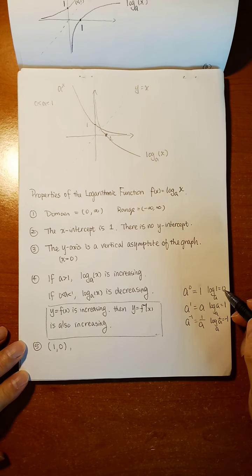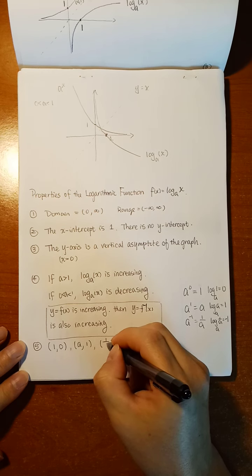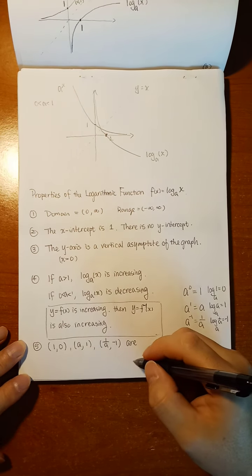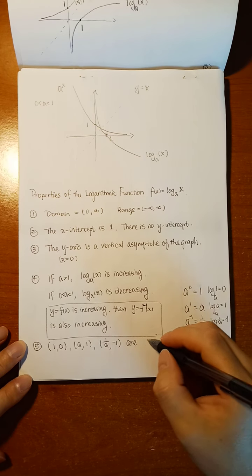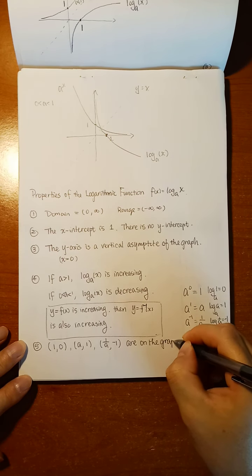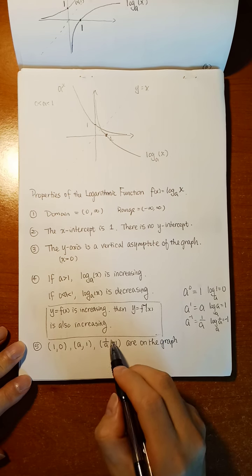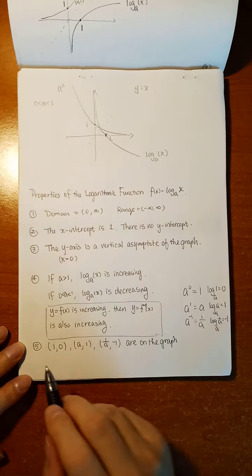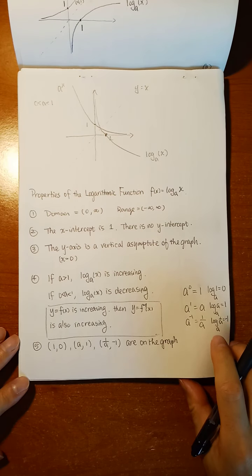Okay, so we get (1, 0), (a, 1), (1 over a, -1) on the graph. A corresponds to the power a to 1. 1 over a corresponds to the power a to -1, so that's why you get a -1. 1 corresponds to the power a to 0, so you have 0.